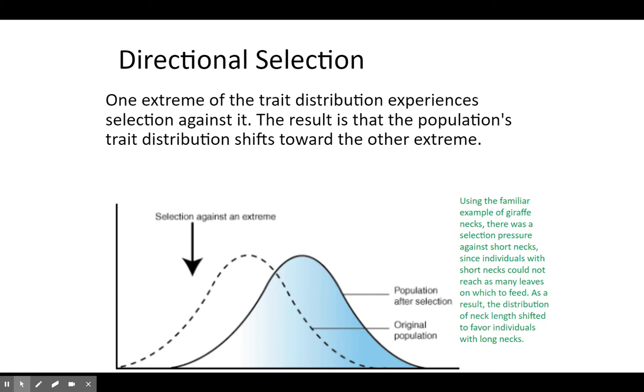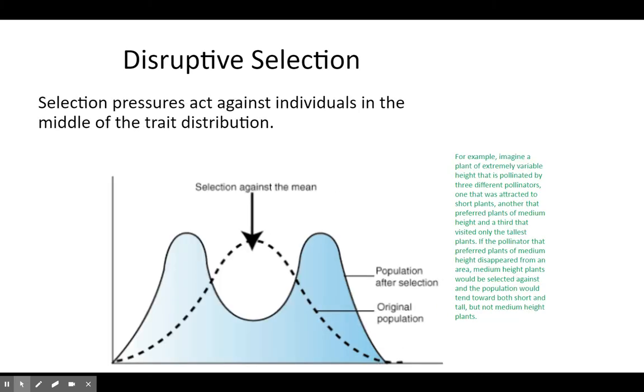And the last one, number three, is called disruptive selection. In disruptive selection, selection pressures act against individuals in the middle of the trait distribution. So they favor both extremes. They favor this side, they favor this side, but they do not favor the middle one.